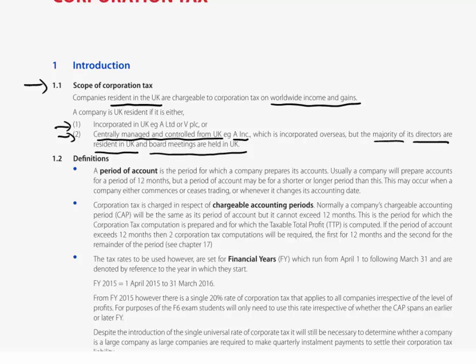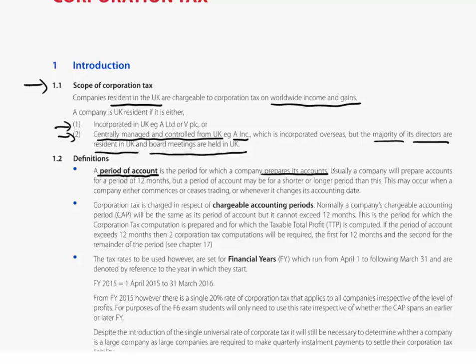And here is our first definition, what we call a period of account. The period of account is, quite simply, the period for which the company prepares its accounts. Now, that would usually be a company year-end. Once it's up and running, it will prepare accounts for a normal year-end date. But a period of account may be other than 12 months. It may be shorter. It may be longer than this. Now, why and where would that happen?